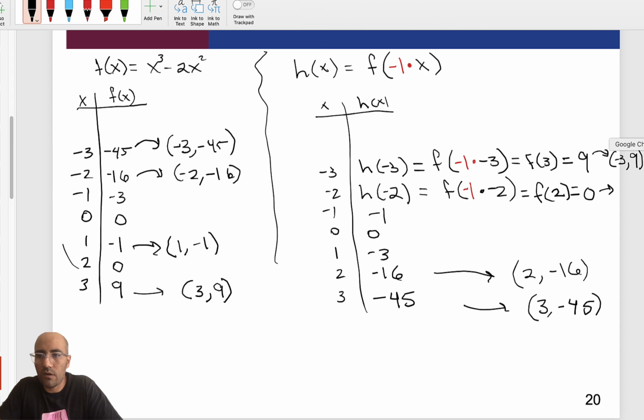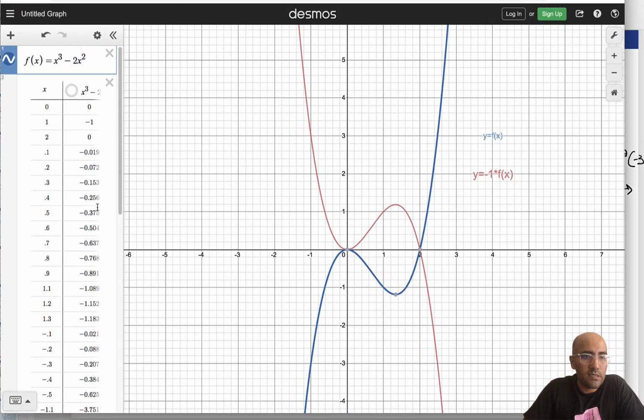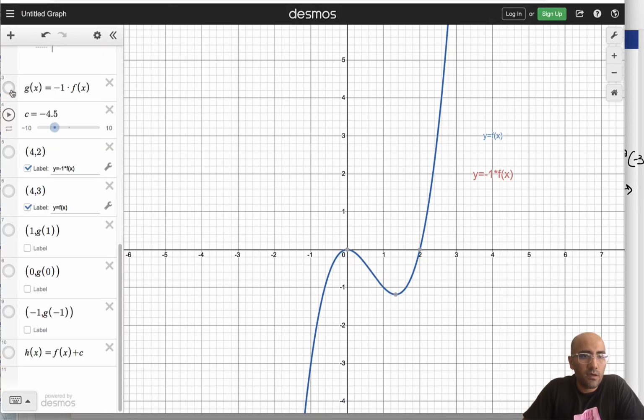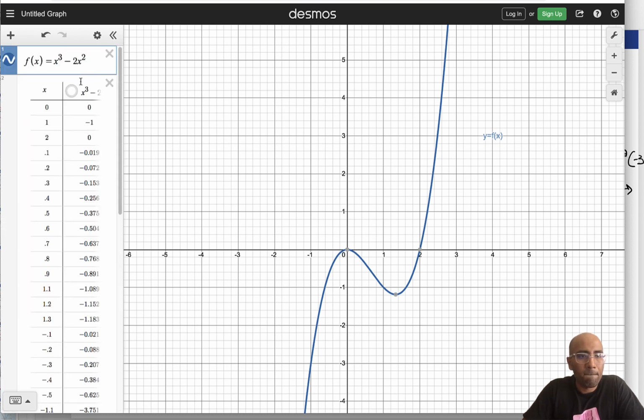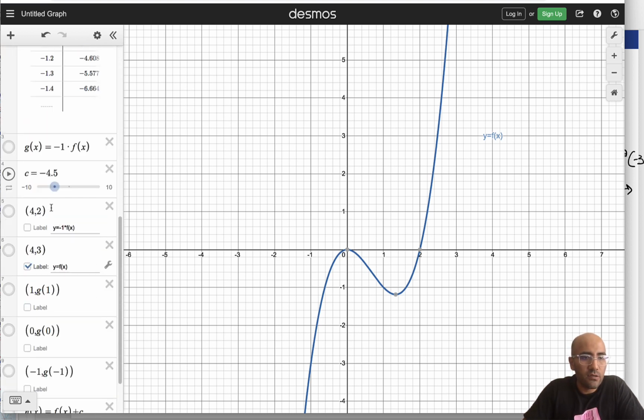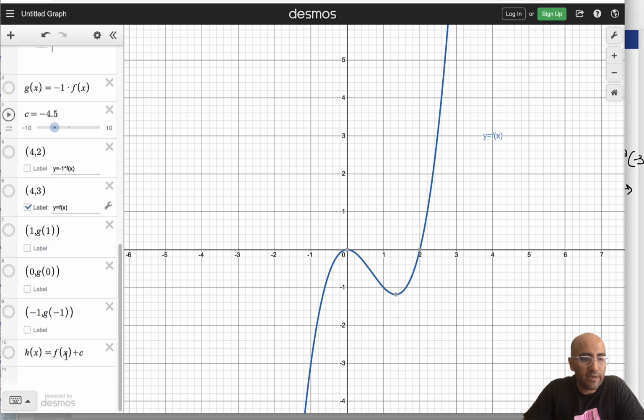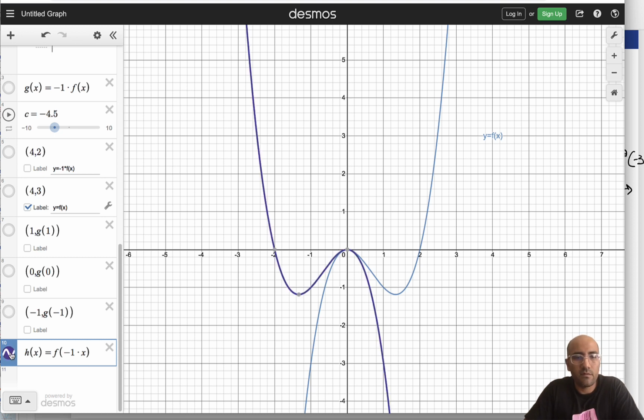So let's go back to our good old trusty Desmos, and let's turn that guy off, and let's turn off this guy. Okay, so here's our original function that we've been working with, and the function is right there. Okay, so now we want to define a new function. Let's call it h of x, which is equivalent to the old function, but we multiply this by -1 times x. Okay, so let's just graph it, and explore what happens.